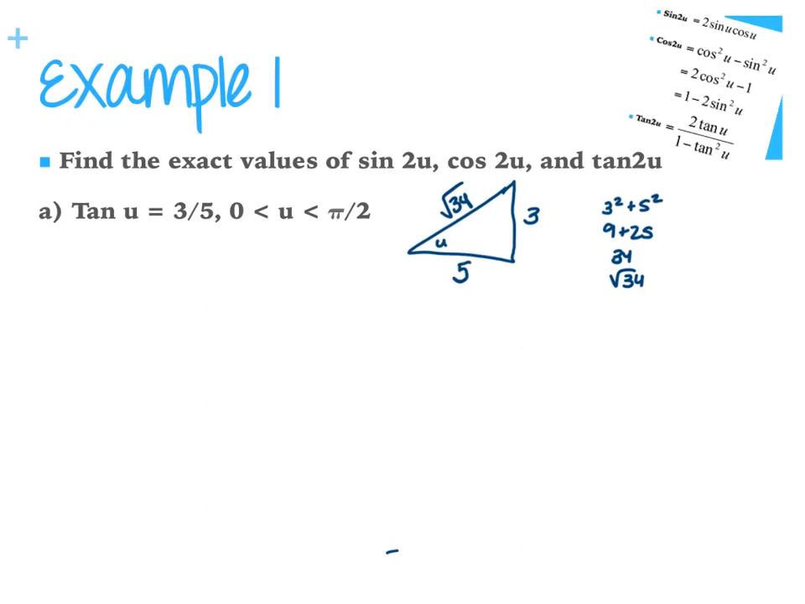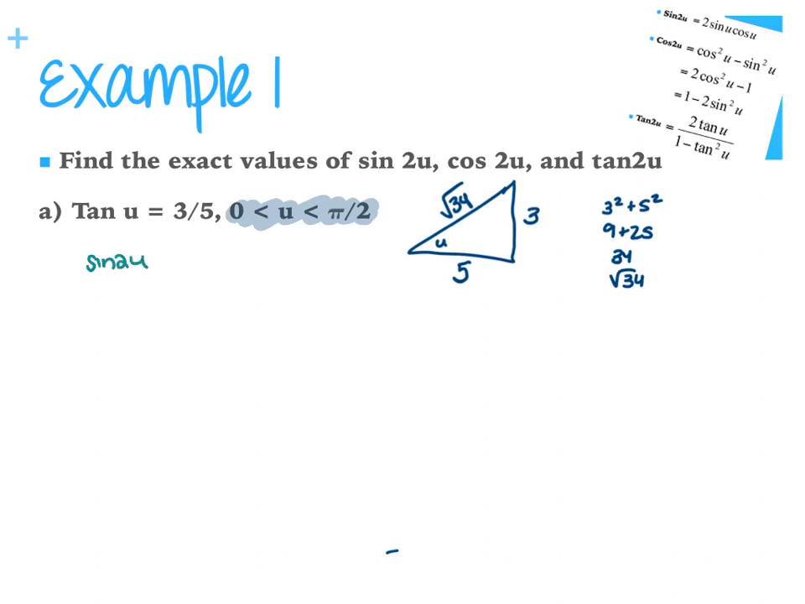Now this piece of information, the in between 0 and pi over 2, tells you that it's located where? First quadrant, which means what? All of them are positive. So the reason you need that information is because you need to know to make the missing side positive or negative. Because it's in the first quadrant, everything's positive. With me so far? Okay, so now I'm going to start with sine of 2u.